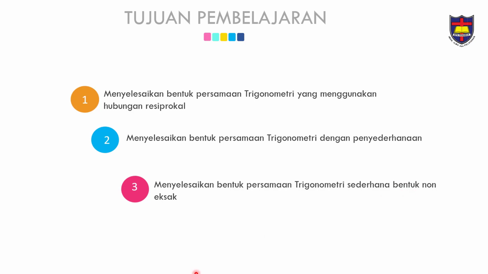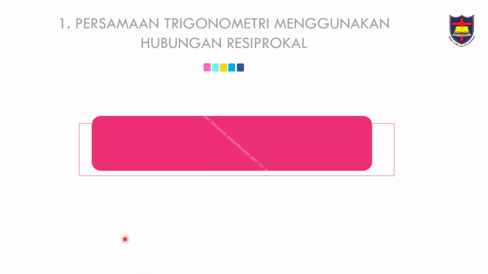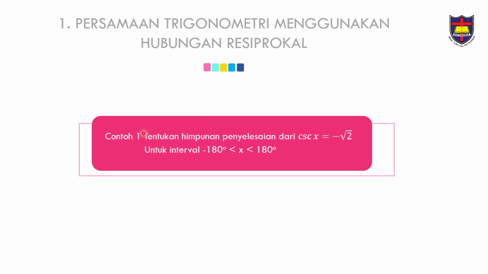Okay, let's get started. For the first one, solving trigonometric equations with the reciprocal relation, we will solve this example 1. Find the solution of cosecant x equals minus square root of 2 for the interval of minus 180 up to 180 degrees. So how to solve it?